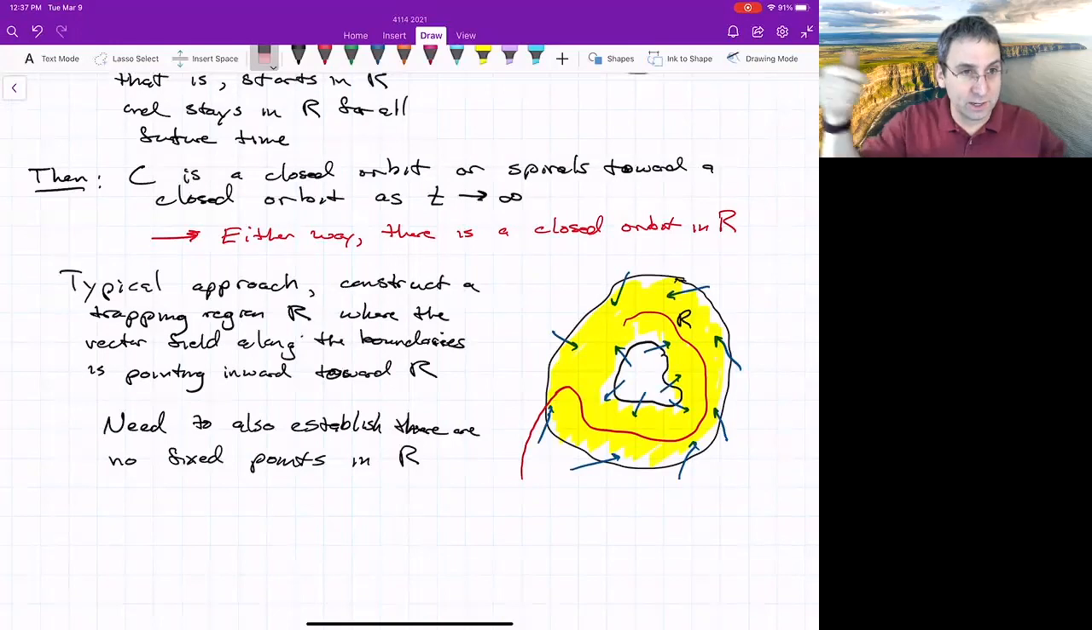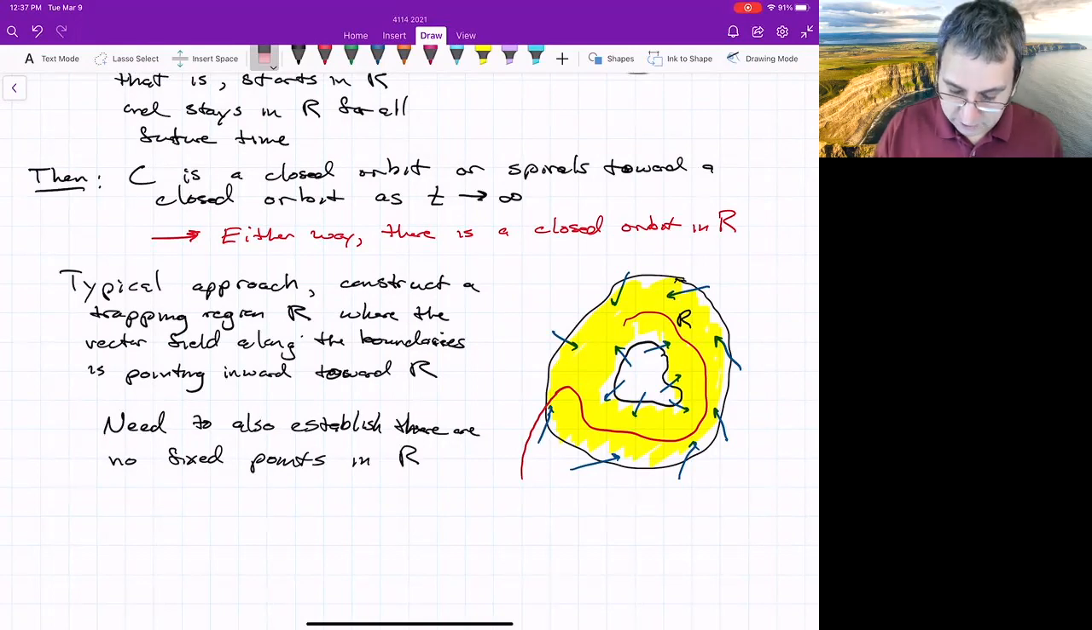On the outer boundary, things are going in. On the inner boundary, things are also going in. You first set up a trapping region, but you also have to establish that there are no fixed points in R as well. So we're going to try this on some examples.